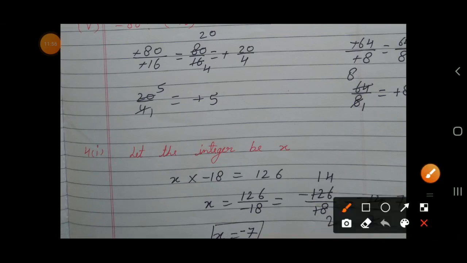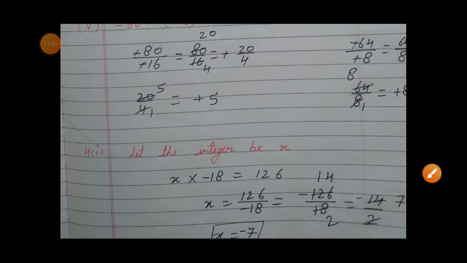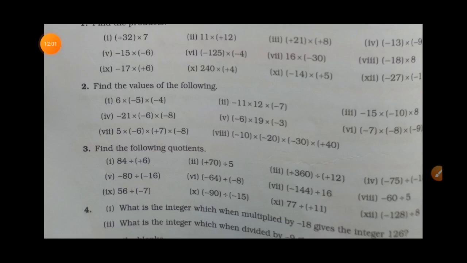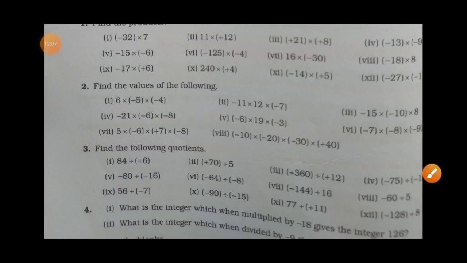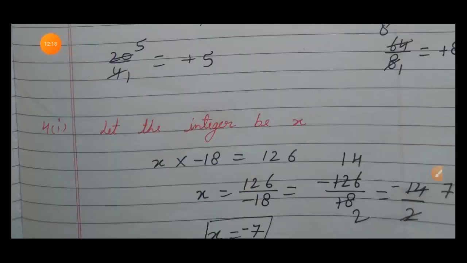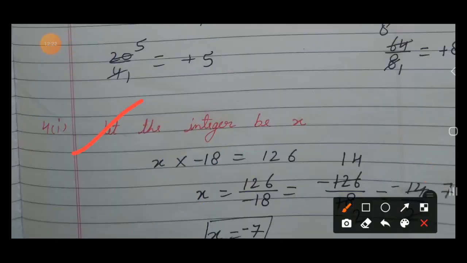Fourth. In fourth A part he is saying what is the integer which when multiplied by minus 18 gives the integer 126. Let the integer be x. If this is multiplied by minus 18, then you are getting 126.